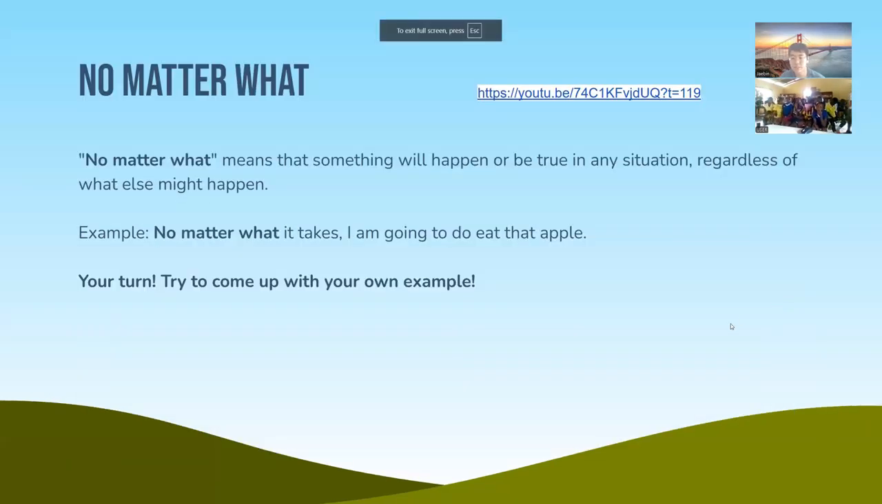And the next three are kind of like phrases that we're going to be talking about. So it's not really a word, but rather a whole phrase. The first phrase is no matter what. The phrase no matter what means that something will happen or be true in any situation, regardless of what else might happen. So, for example, no matter what it takes, I am going to eat that apple.